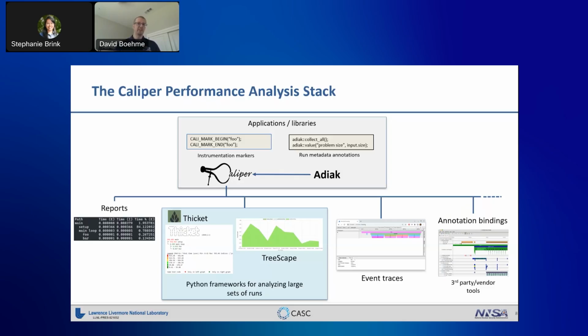With that in place, Caliper can generate little reports on its own, but it is also the measurement component for our analysis frameworks, specifically Thicket, which is our programmatic analysis framework for comparing a large set of profiles across different runs. And also Treescape, another tool that we're developing here at the lab. This is more specifically geared to the performance regression testing use case, so basically seeing how performance evolves over time as you're developing a program.